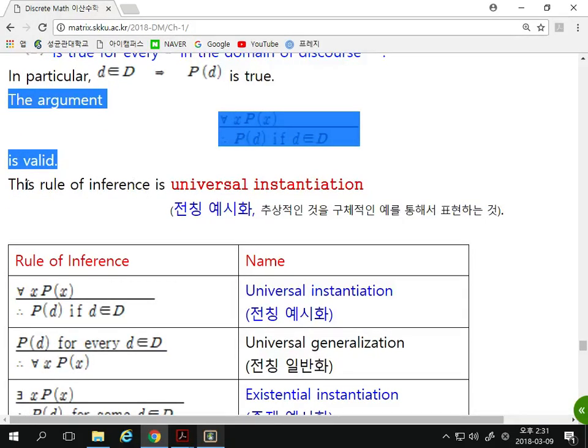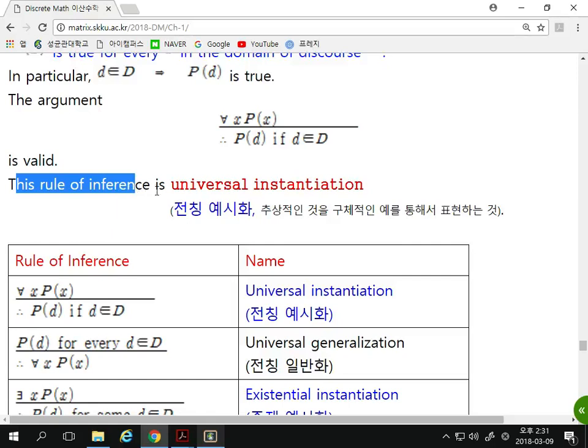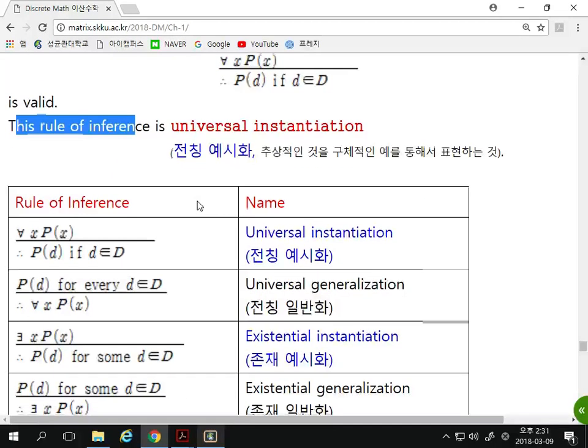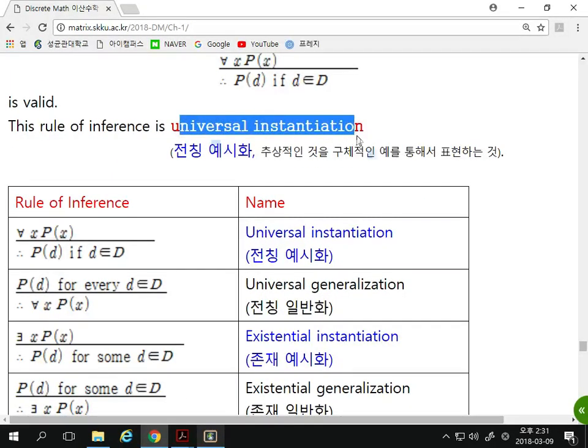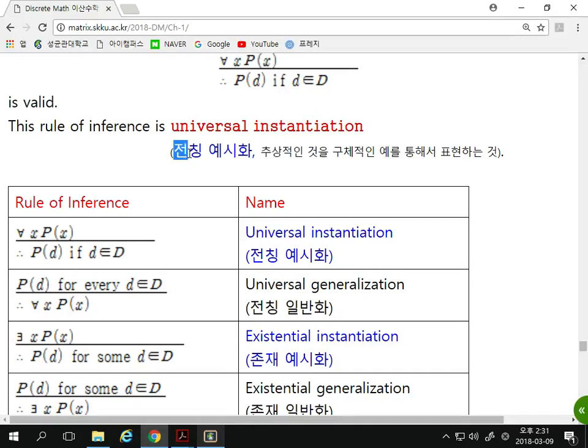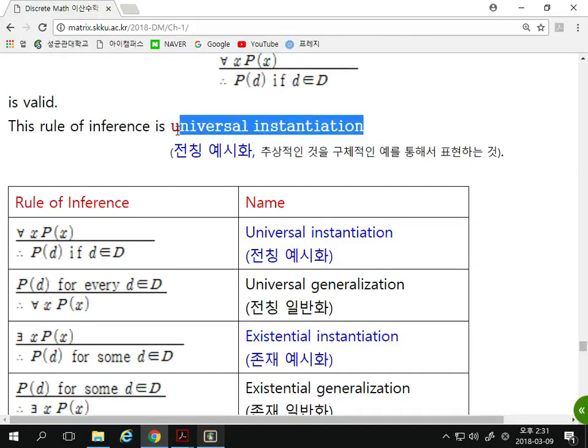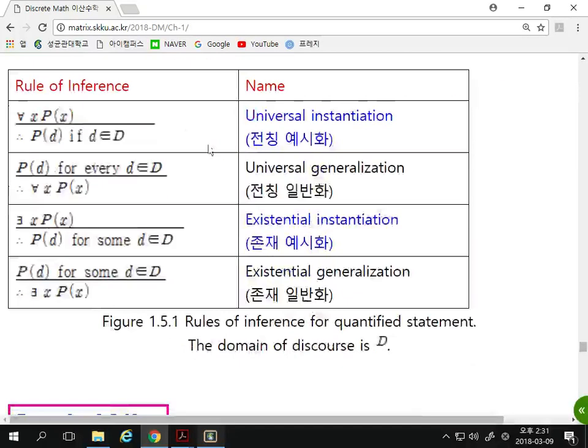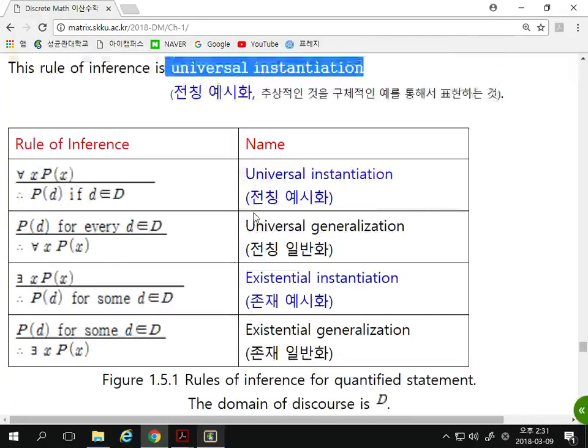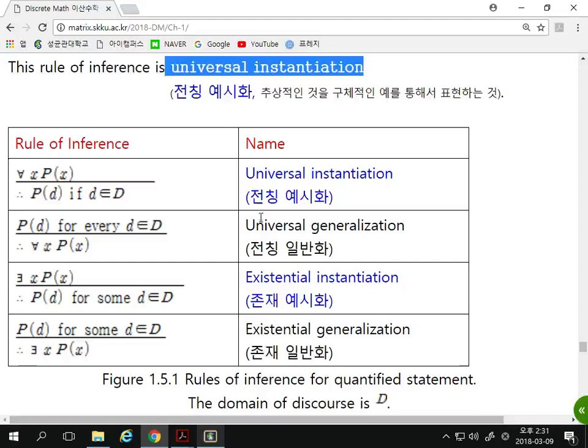Now we're going to state the rules of inference, starting with universal instantiation. In Korean, it is 전칭 예시화. It means expressing something abstract through a concrete example, and we call this universal instantiation. These are the rules of universal instantiation.